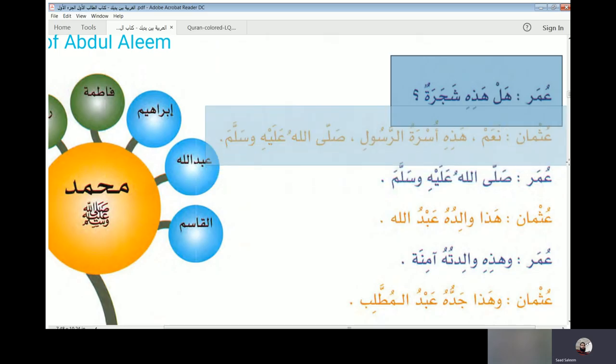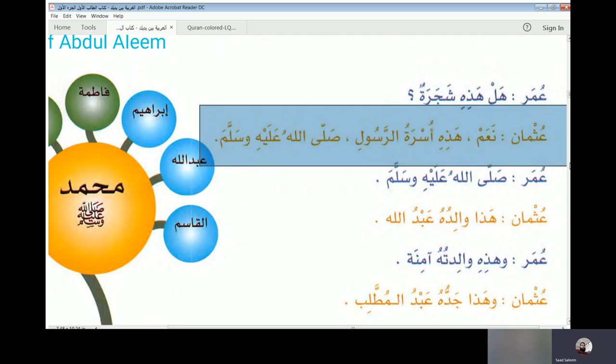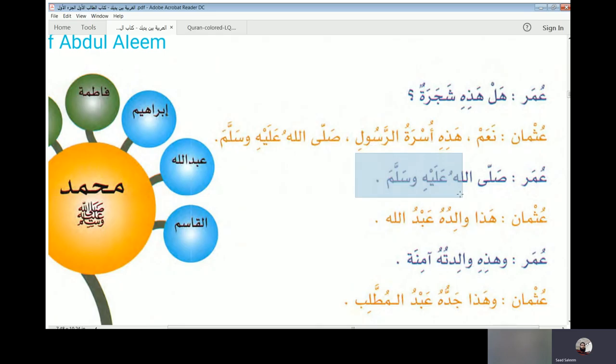Uthman: Na'am. Yes. Hadhihi usratu Rasulillah sallallahu alayhi wa sallam. This is the family of the Messenger, peace be upon him. Umar says sallallahu alayhi wa sallam, peace be upon him. Whenever we hear the name of our beloved Prophet Muhammad, peace be upon him, we should say sallallahu alayhi wa sallam. It is necessary for us. That's why when Umar heard the name of Muhammad, peace be upon him, he said it.